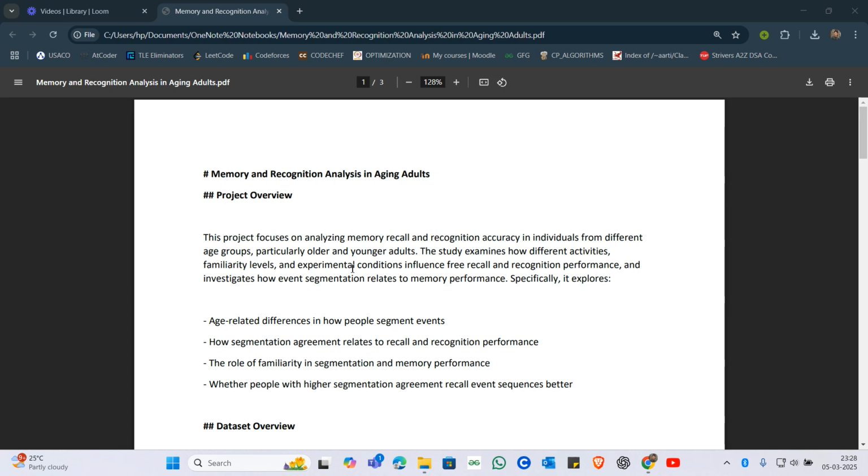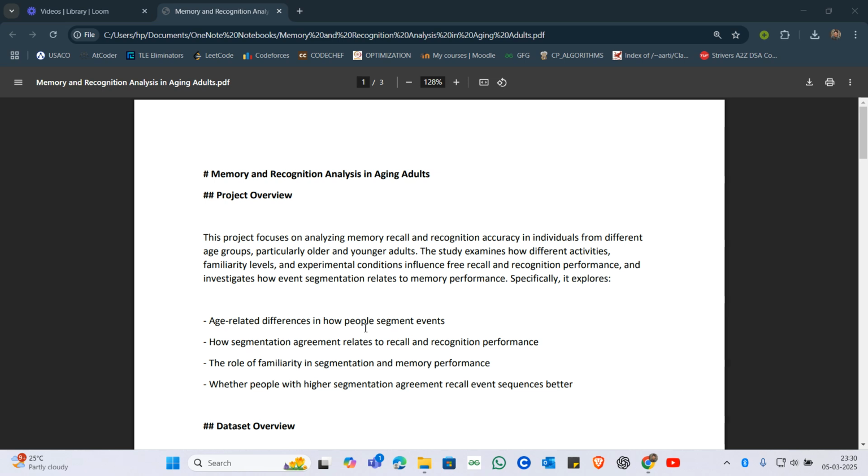So let's look at the project overview. The key questions which I am going to explore in this project are: do individuals with higher segmentation agreement recall more details? How does familiarity with an activity impact segmentation and memory? Are older adults more reliant on prior knowledge when segmenting events? Does prior experience with an activity reduce segmentation variability or not? And the last question is, how does segmentation agreement relate to recognition accuracy? I am analyzing the memory recall and recognition data using statistical models and different visualizations to answer these questions.